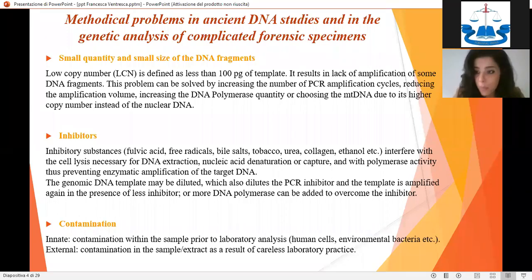The third problem could be the contamination, that could be innate and external. The innate contamination is within the sample prior to the lab analysis, such as the presence of human cells, environmental bacteria, and so on. And external contamination is the contamination in the sample as a result of careless laboratory practice. This is due, for example, to people who are working in the lab and they can contaminate the samples.